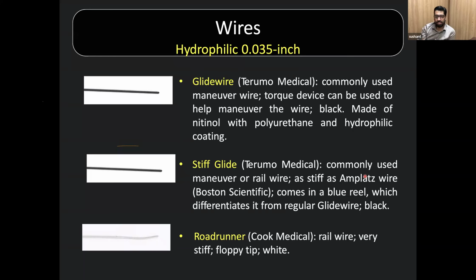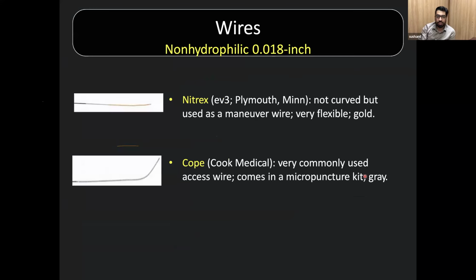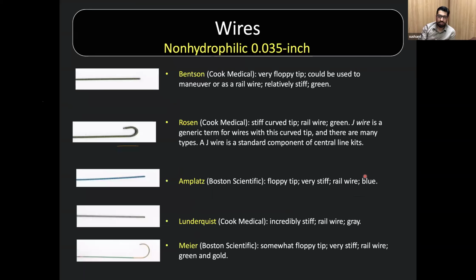And another is the stiff glide, which is available. Again, it is a kind of rail wire, and this rail wire gives us support. This rail wire is a hydrophilic one, and Amplatz is a second rail wire, which is a non-hydrophilic one. So depending on our need, and depending on the length of the wires available, we can use these kinds of wires. And the cope wire is again the access wire.